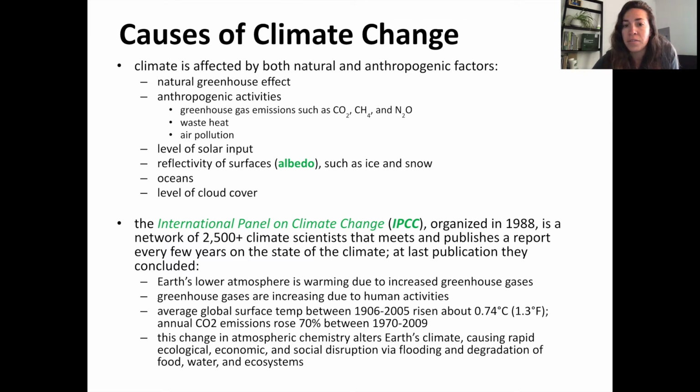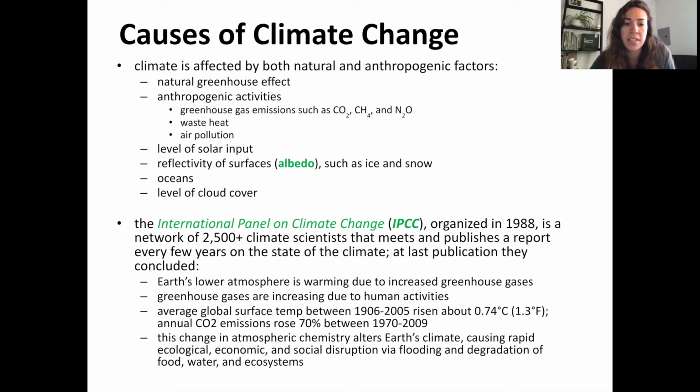The IPCC, which is the Intergovernmental Panel on Climate Change, is an organization that you should really know. It was organized in 1988, a year after the Montreal Protocol was passed and started to work. Climate scientists started talking about what other major global change issues we should be thinking about. And they've basically stated over the last 30 plus years that Earth's lower atmosphere is warming due to the increased greenhouse gas emissions from human activities.